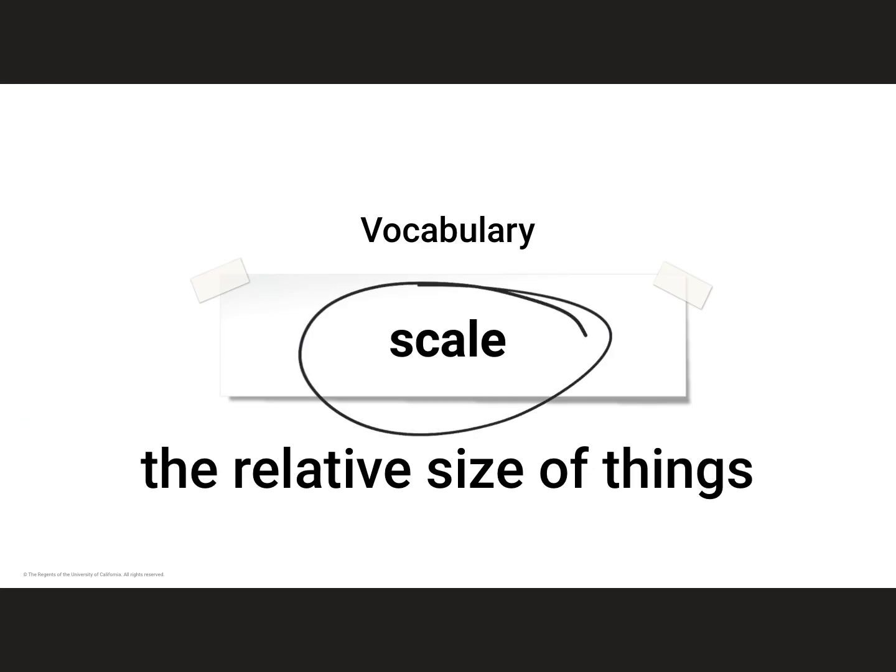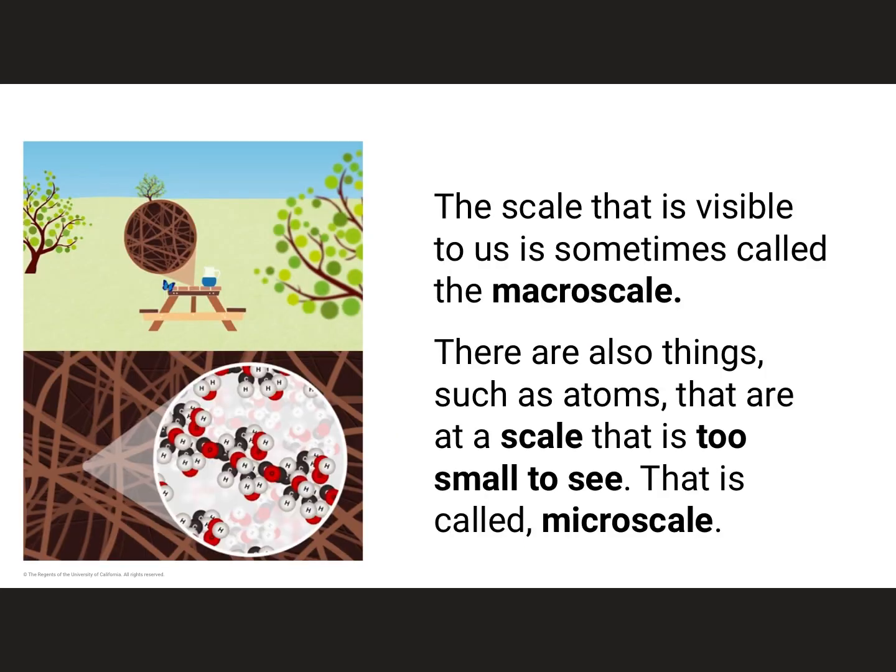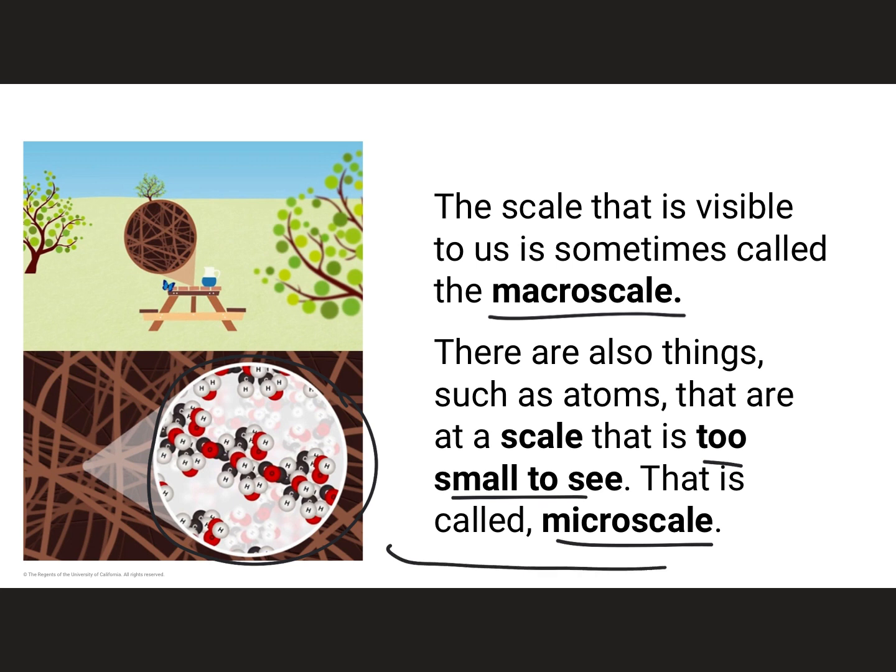This is scale, the relative size of things. Relative. So the scale that is visible to us, we call that a macro scale. But we also might use a micro scale for things that are too small to see without any tools. Atoms are so tiny that we need tools in order to even perceive them.